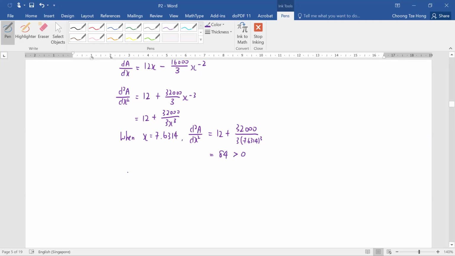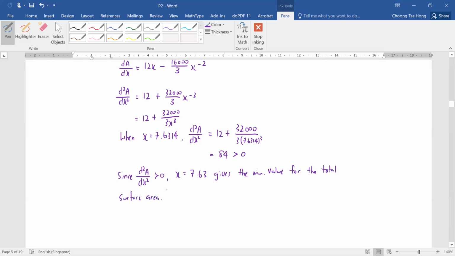So let's conclude: since d²A/dx² is greater than 0, x equals 7.63 gives the minimum value for the total surface area.